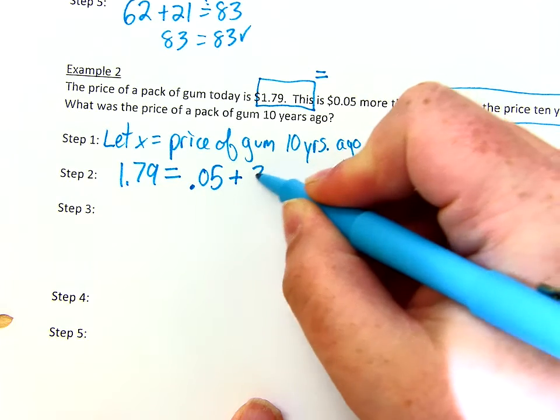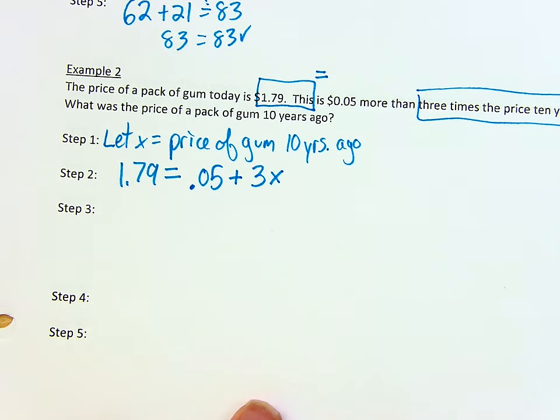So it does not matter if you do the 5 cents here, and then I'm going to add to that 3 times the price 10 years ago. Or maybe you do 3 times the price 10 years ago and then add the 5 cents. Because addition has that what property? Commutative. I can write that in any order I want. It's when it's subtraction we have to be really, really careful. But when it's addition, you get to put it kind of wherever you want.